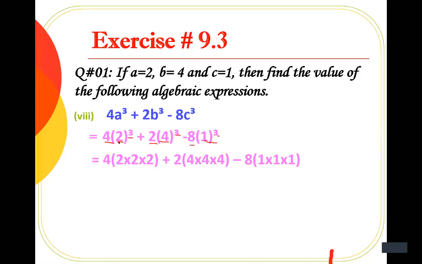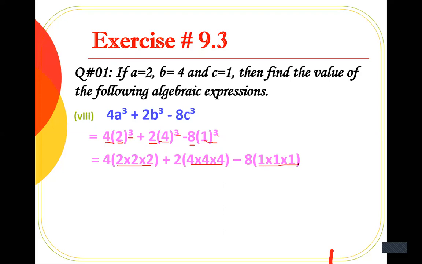You have to open this bracket. How will you open it? 2 raised to the power 3 means you have to multiply 2 by itself 3 times. 4 raised to the power 3 means you have to multiply 4 by itself 3 times, not 4 multiplied by 3. You have to multiply 4 by itself 3 times, and then 1 by itself again 3 times.